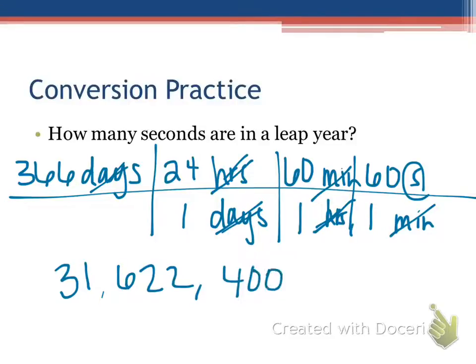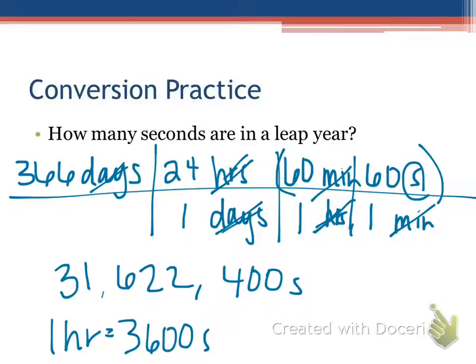31,622,400. Do we agree? Okay, very good. When I talked about how we could go directly from hours to seconds, what's 60 times 60? 3,600. So we could always say 1 hour is equal to 3,600 seconds, right? We could go directly from there to there.